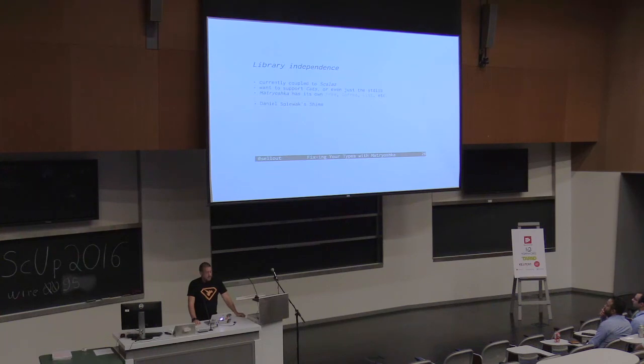We want to get to library independence. Right now, we're very strongly coupled to Scala Z, and I'd like to break things apart so people who use cats can use it, people who use Scala Z can still use it, people who don't use either can take advantage of it without pulling in extra dependencies.